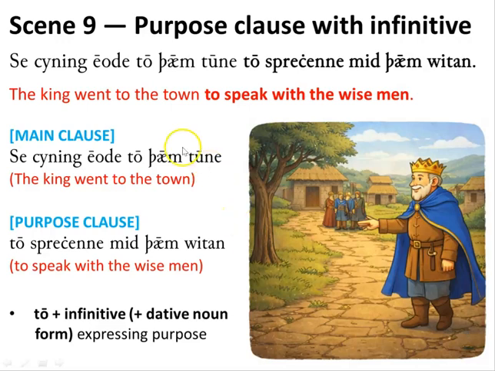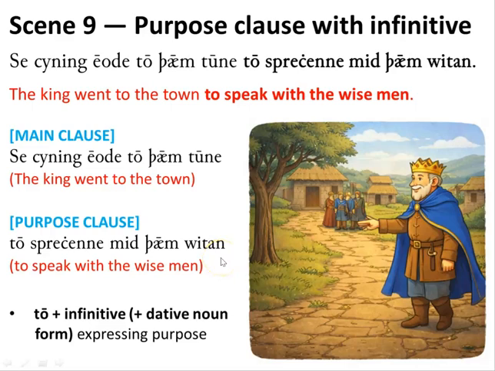All right. Now let's have a look at a purpose clause with infinitive. So, se koning eerde tot them tuna tos beretjene mit them witam. So the king went to the town to speak with the wise men. To speak with the wise men. Tos beretjene mit them witam. So the main clause is se koning eerde tot them tuna. The king went to the town. Complete sentence in its own right. Then the purpose clause, tos beretjene mit them witam. To speak with the witan.